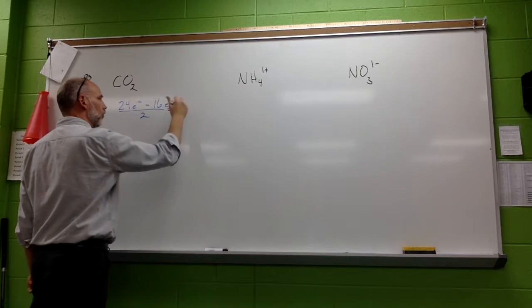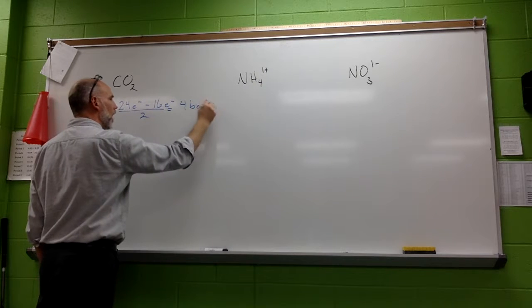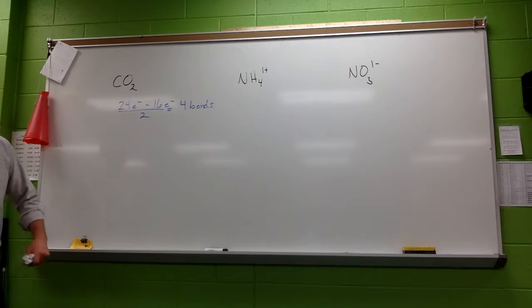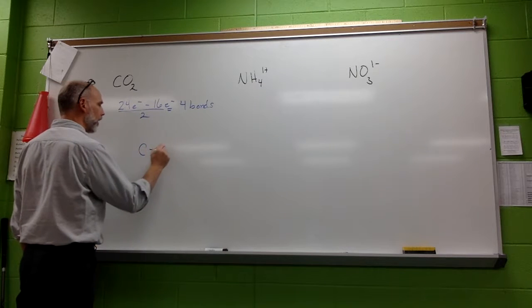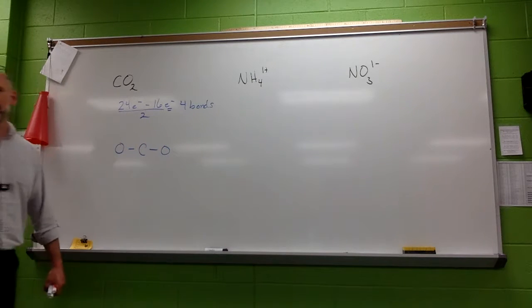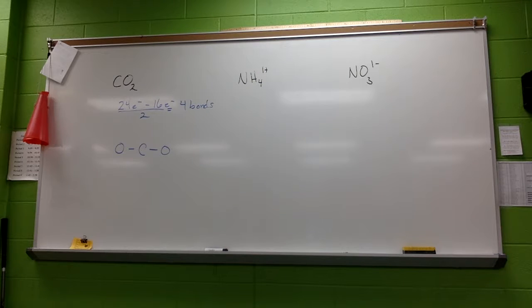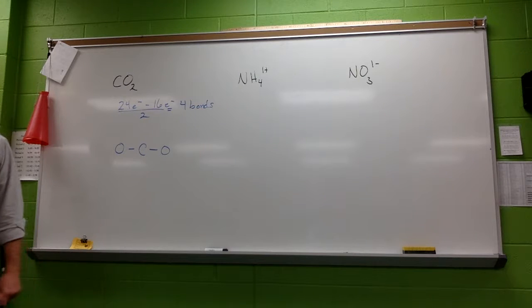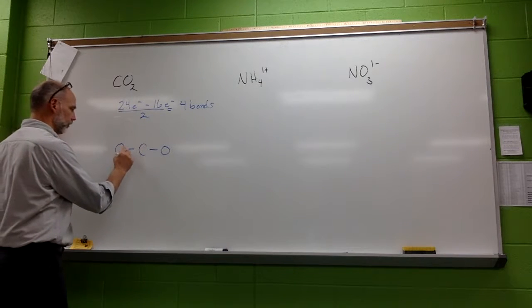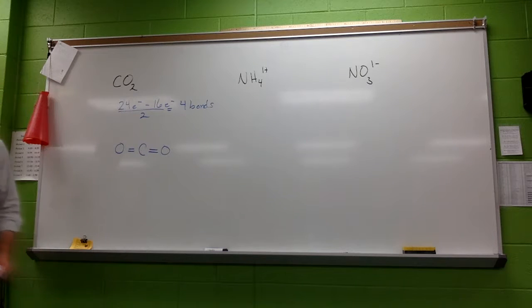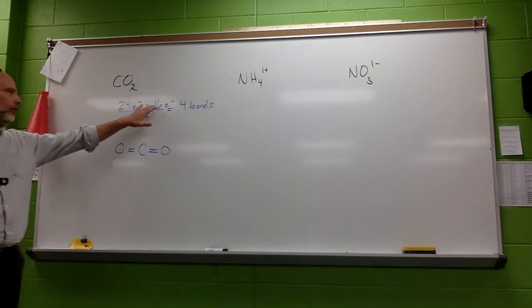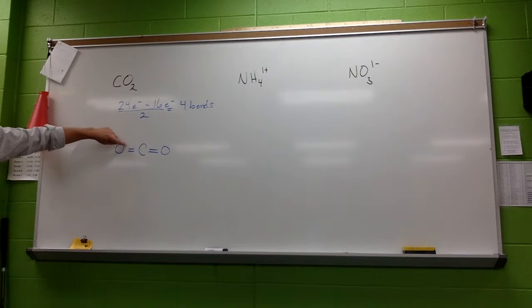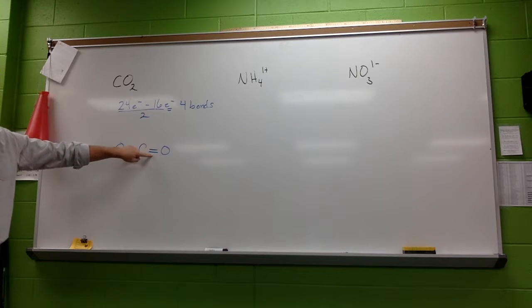4 bonds. What's the central atom? Carbon. So we know we have to make 2 connections. You double bond it. So I've used up 2 of the 4 bonds, but I have 2 more bonds. Where am I going to put them? Just like that. Now, of the 16 valence electrons, we have currently used up 2, 4, 6, 8. We have 8 electrons remaining in the system.